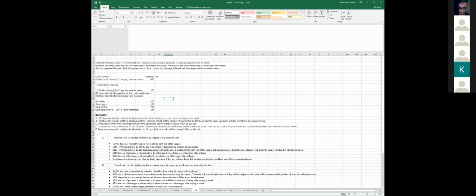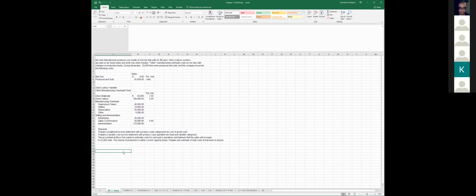Chapter one. I did want to go through this one. So this is your self-study problem, 1.1. Basically, this is going to tell you how to do a traditional income statement and a contribution income statement. So everybody flip over to the self-study problem. What page is that on? Self-study 1.1. Page 28. I think the answer is on page 28.